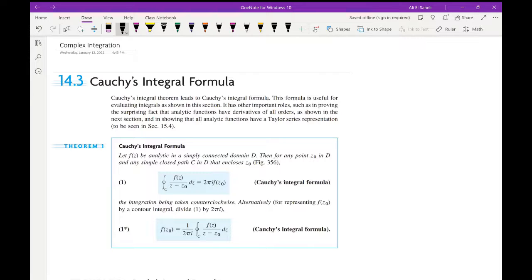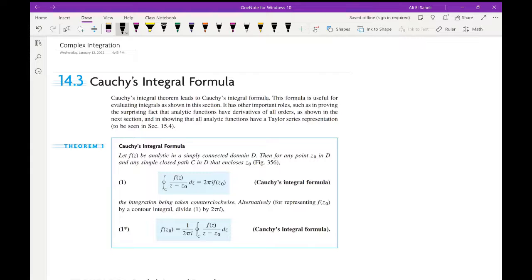Also, it has many other important uses, such as proving that analytic functions have derivatives of all orders. So you can differentiate an analytic function indefinitely. Also, it's very useful in showing that all analytic functions have Taylor series representation.